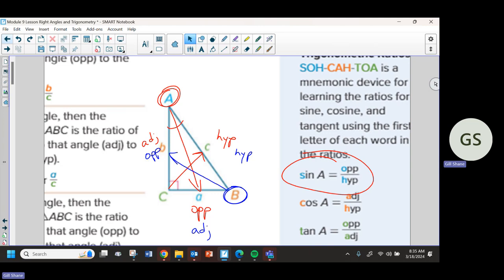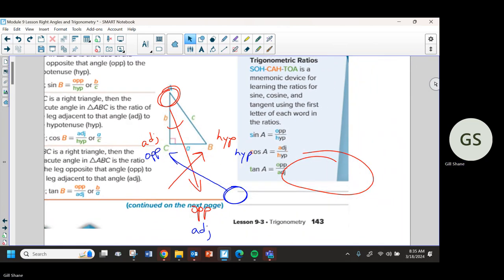Or not changing them if I tell you to solve for a second measure, and the second measure means you have to change angles. Any questions on that?